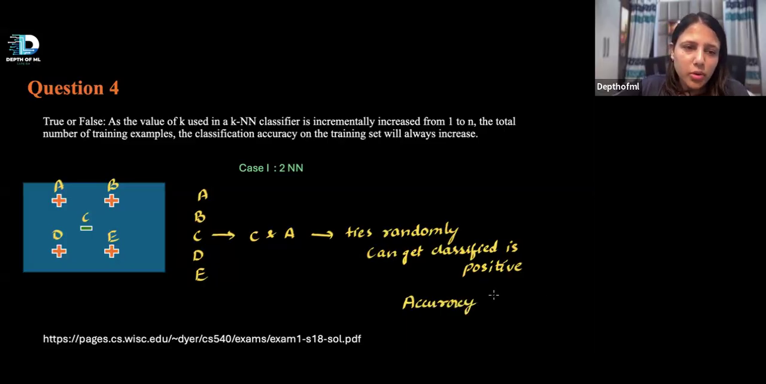Can I say anything about the A point? Again, the same thing will happen. So accuracy is not always 100%. The same will happen with A also. The nearest points will be C and say B, then it's a 50-50 chance that it will be classified as positive or negative. So the accuracy is not always 100%.